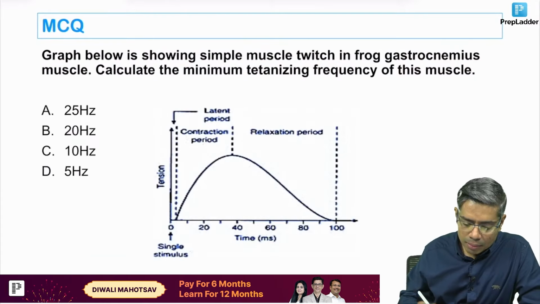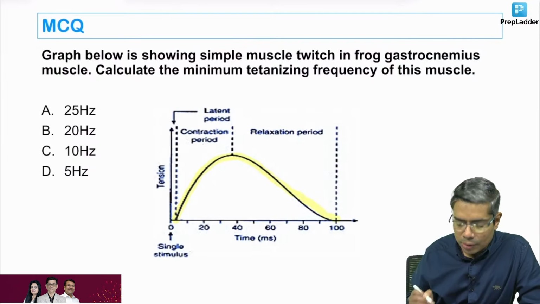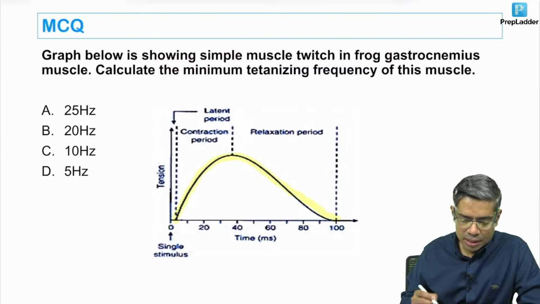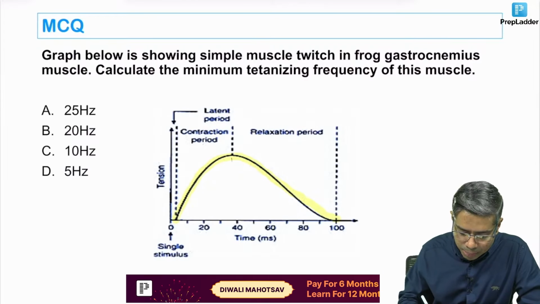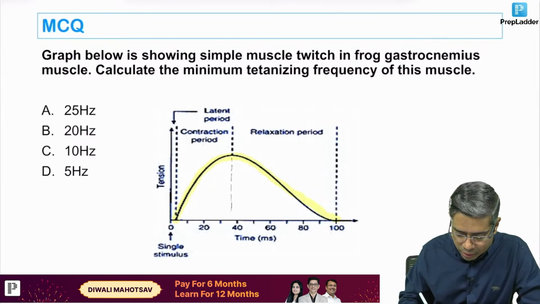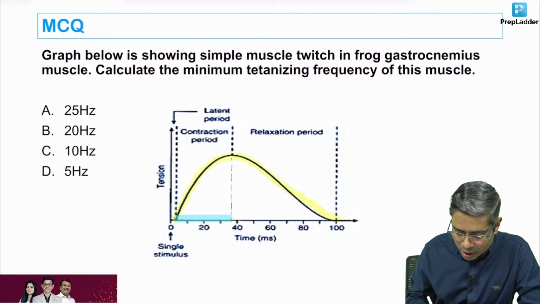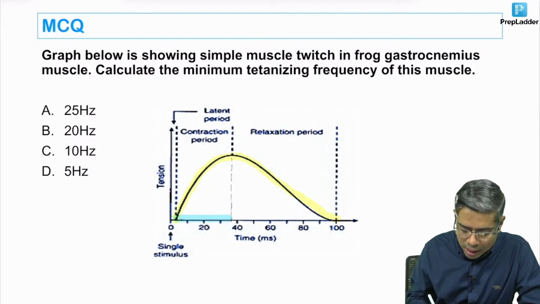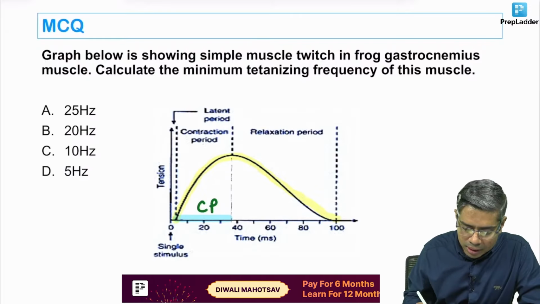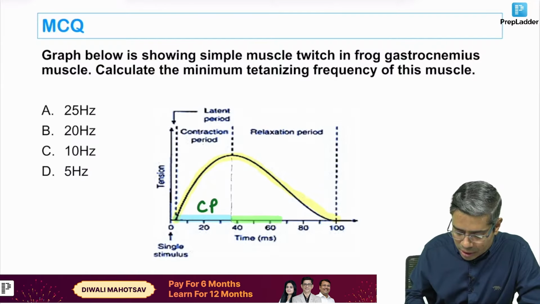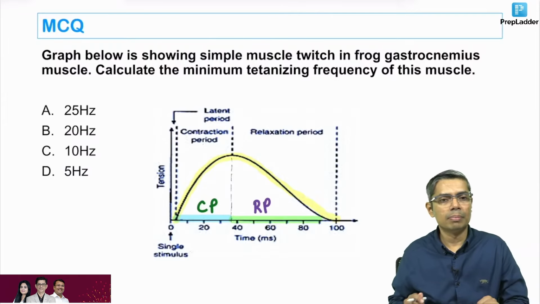So this is a graph of the simple muscle twitch. From the simple muscle twitch, how can we calculate the tetanizing frequency? In this graph, you have to first of all identify the peak of the contraction. From the beginning of the contraction up to the peak of this contraction, this duration is known as the contraction period, and then from the peak of the contraction, the remaining duration is known as the relaxation period of the simple muscle twitch.